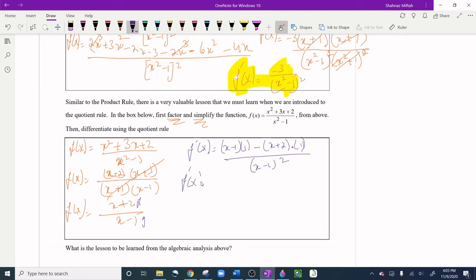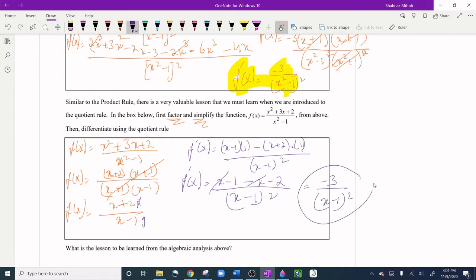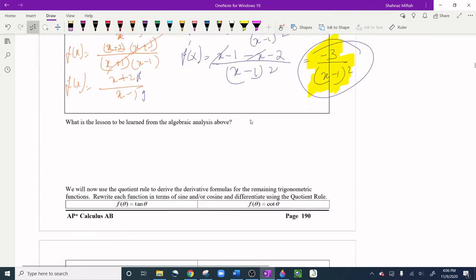Now f prime of x equals, combine like terms or distribute, x minus 1 minus x minus 2 over x minus 1 whole square. I multiplied by 1 and I just removed the parentheses and distributed that negative. So x and negative x cancel out, so I'm left with negative 3 over x minus 1 whole square, which is simpler than what we just did applying the direct quotient rule. You simplify and factor first, and then you go from there. Okay, so that's how you simply get the answer.